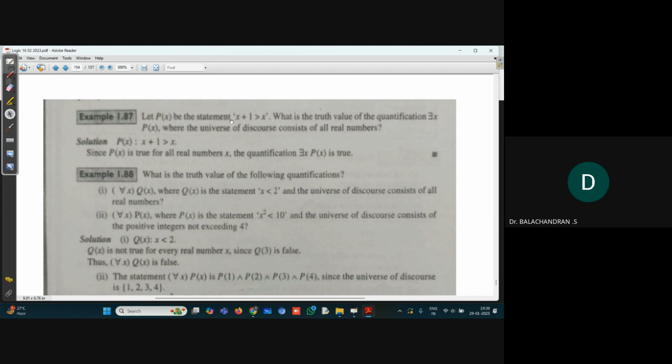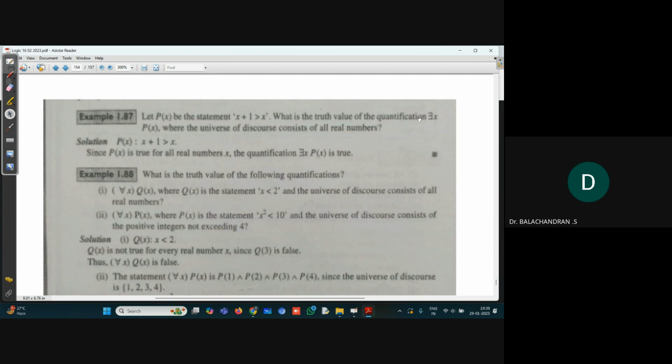P of X is the statement X plus 1 greater than X. What is the truth value of the quantification there exists X P of X, where the universe of discourse consists of all real numbers? So actually, P of X is a statement X plus 1 greater than X. So P of X is true for any real number, because the universe of discourse consists of real numbers. So the quantification there exists X P of X is true.